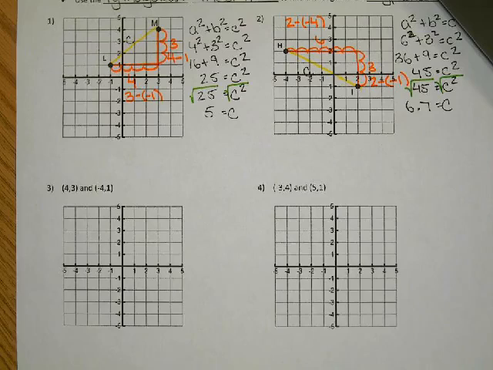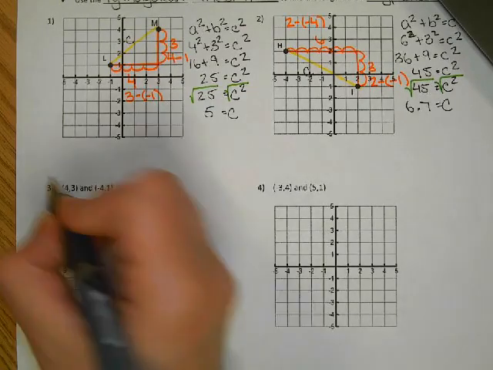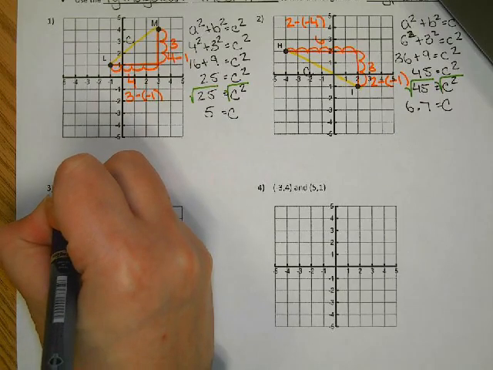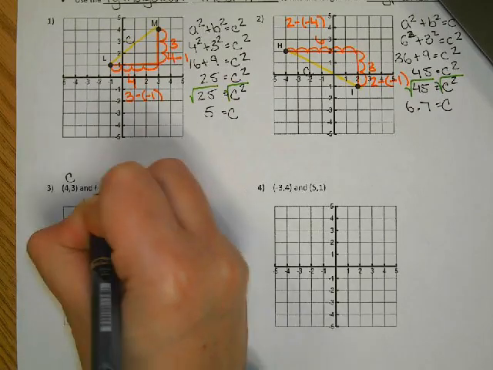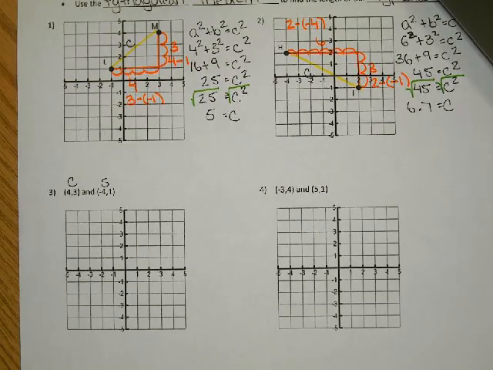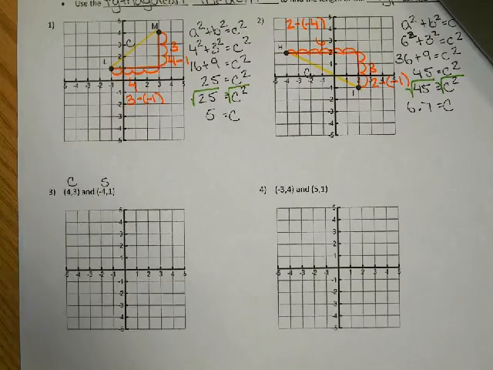There's no points. We have to plot them ourselves, right? We also didn't name them. Let's name this one C, and we'll name this one S. Okay, so let's talk about plotting these points for a second.